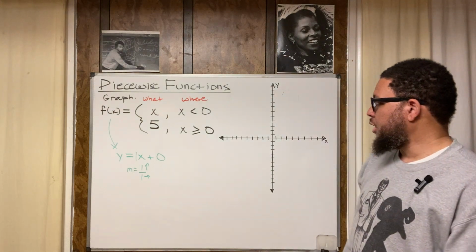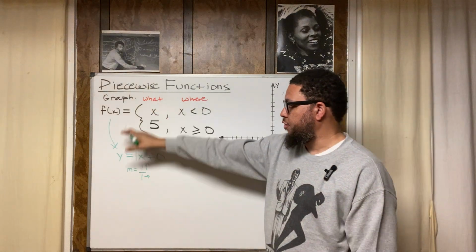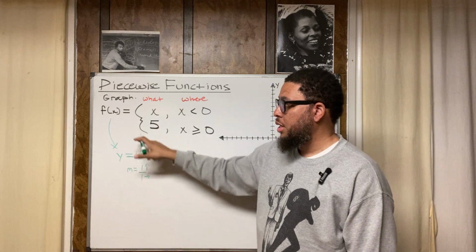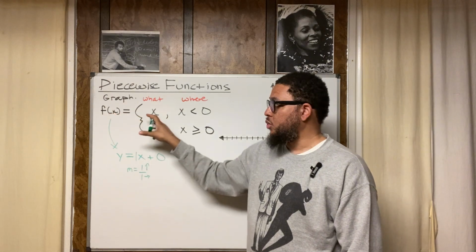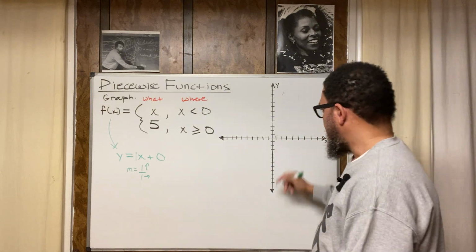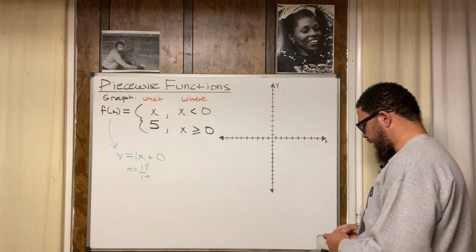All right? But look, normally, if I was just graphing this, right, y equals 1x plus 0, which is the same thing as y equals x, which is the same thing as f of x equals x. If I was graphing this and it was the only function I was graphing, I would do this. Now I'm going to use black for this, right?